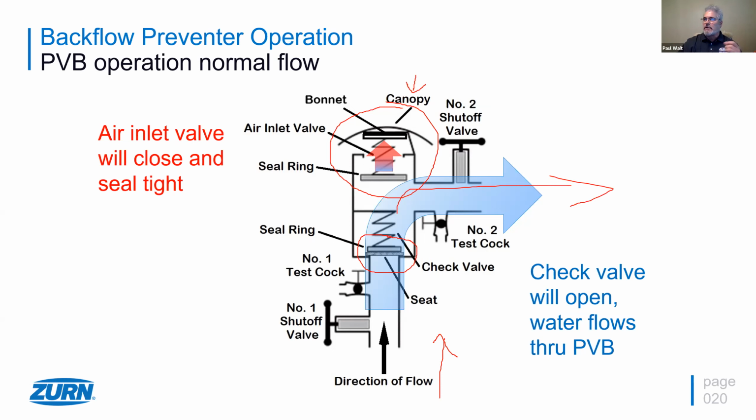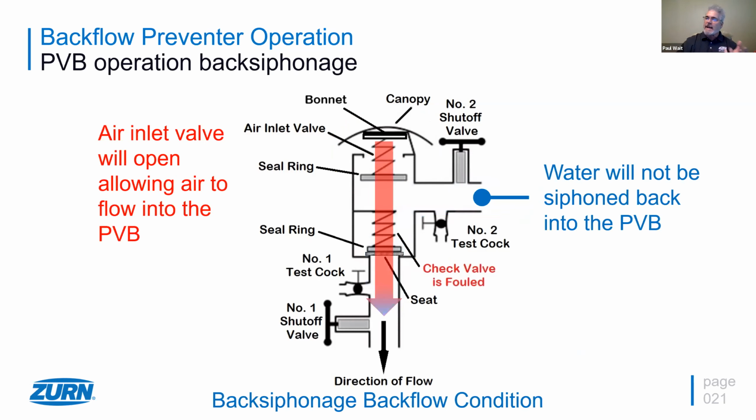And this is a great situation. Now we're working, we're flowing water, we're protecting the water supply. So now let's change things around a little bit with this particular pressure vacuum breaker and say we're going to back siphon this thing, just so we understand how it works in a back siphonage situation. So now our direction of flow is out of the valve. We're pulling water this way.